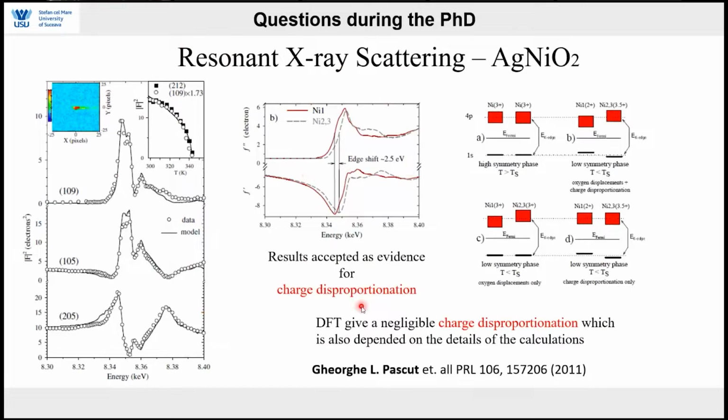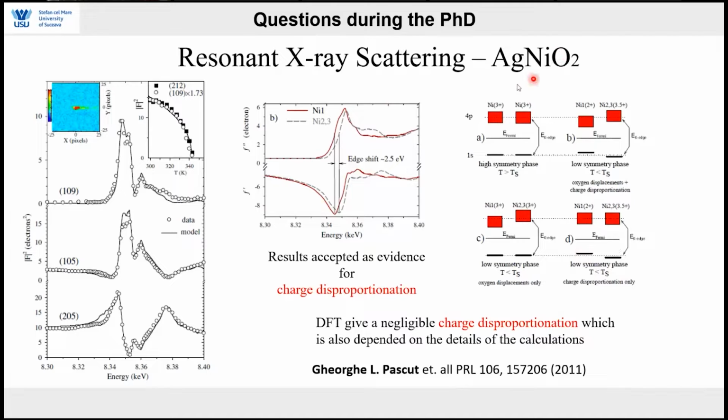Now, the best I could do during my thesis, at that time, the only method available was DFT. Doing the calculations did not give me any charge disproportionation, but still, by doing all kinds of tricks in the calculation, we could come up with an interpretation that, yes, we have some type of charge disproportionation. And I'm not going into detail unless somebody asks me.